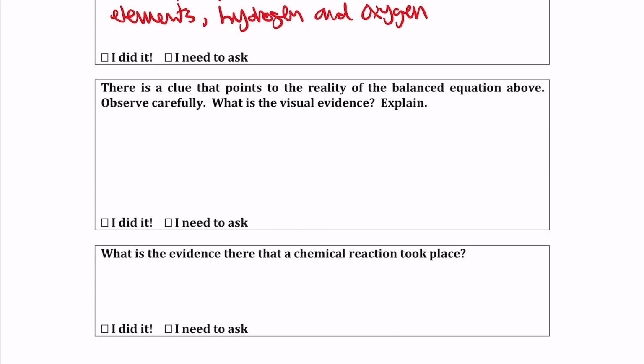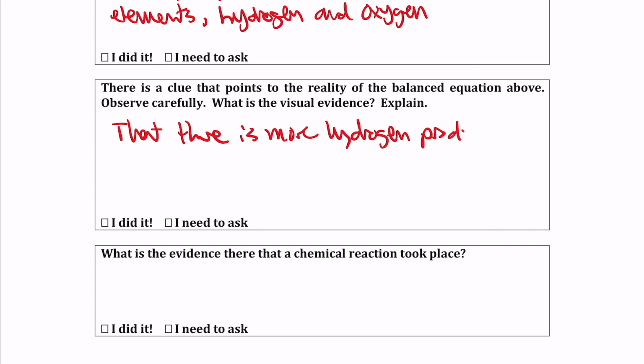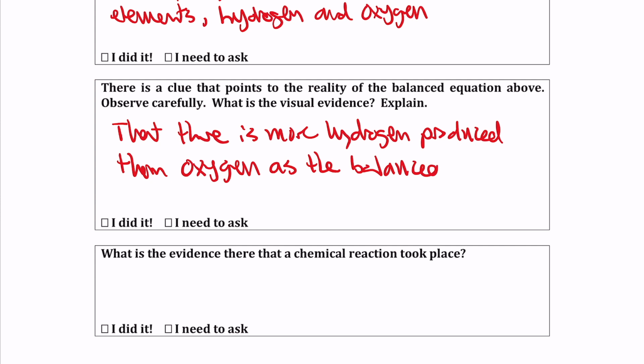So the visual evidence here is that there is more hydrogen produced than oxygen, as the balanced equation predicts. And so those balanced equations really do mean something in reality, and that is something that you can really see in this decomposition reaction.